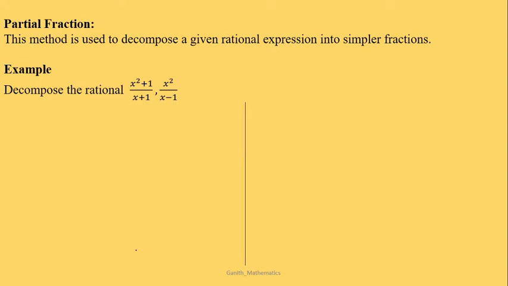This method is used to decompose a given rational expression into simpler fractions. So mainly partial fraction is used for the decomposition of rational expressions. For example, if there is any rational expression in the form of p by q, that means a function in the numerator and a function in the denominator, then only we can call that a rational expression. So how do you decompose this rational expression?